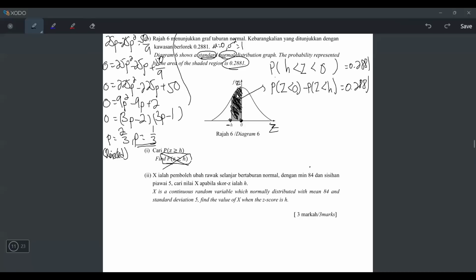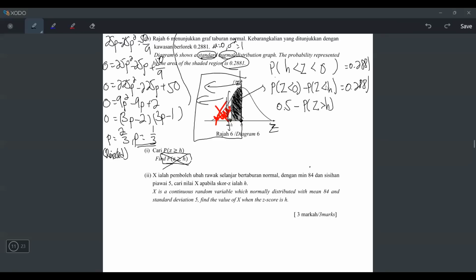This one all I teach in class already. I'm just reminding you. So what you do is you take half of this minus the red color one. When you minus this, you get this balance. That's why I write P(Z < 0) because it's to the left, right? And then minus P(Z < negative H). Even though I never write the negative there, I know the negative is there. And then I know P(Z < 0) is 0.5. I already know that.